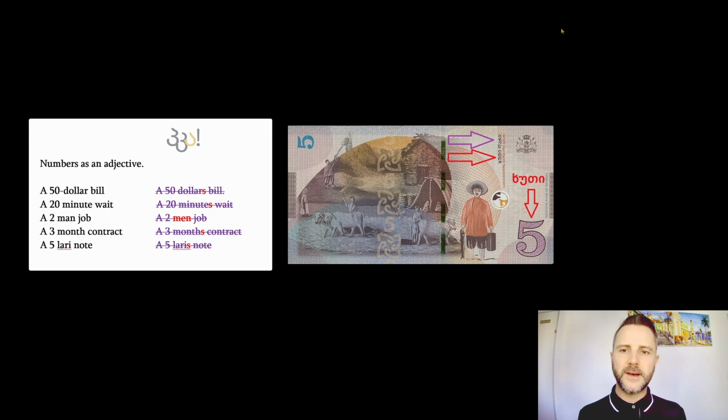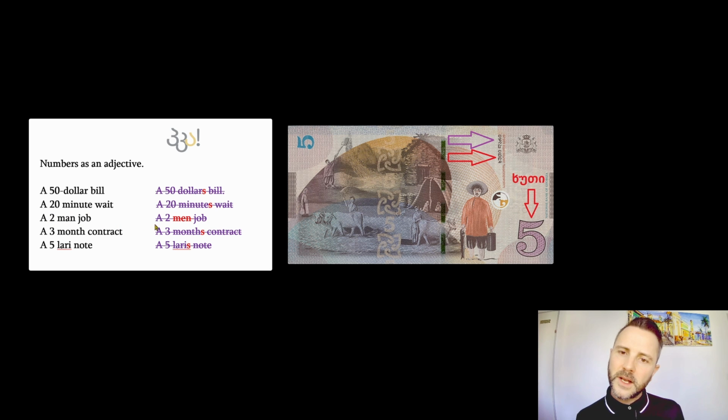The next slide deals with the fact that this isn't so uncommon. If you look at numbers as an adjective, we never use the plural in English, although we know that there is a plural. Let's take a look at a $50 bill. It's worth 50 dollars, but we would never say it's a 50 dollars bill because it functions as an adjective. If we look at a 20-minute wait, likewise, we'd never say it was a 20-minutes wait. This one I thought was really revealing. It's a 2-man job. We would never say it's a 2-men job. So when we took a look at these, erti, ori katsi, it's wrong also in English to say katsebi.